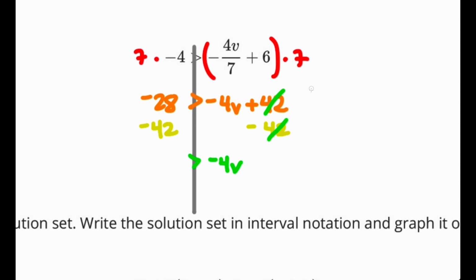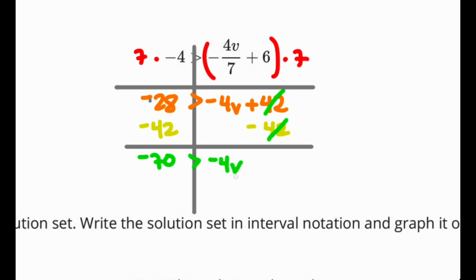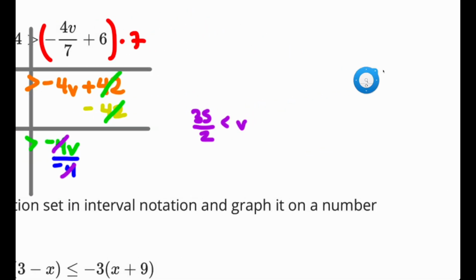And while I'm at it, I'm actually gonna separate this out so it's a little bit easier to see. Okay, and then negative 28 minus 42 is gonna be negative 70. Okay, from here, I'm gonna divide both sides by negative 4. So again, we're dividing by a negative, so we're gonna have to flip that sign there. So now it's gonna be v, the greater than symbol is gonna be flipped to a less than symbol. And then we have the 70 over 4. Well, 70 over 4 can simplify to 35 over 2. That's basically the answer written as an inequality.